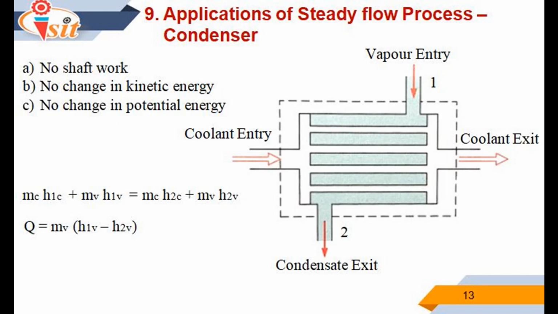Then the equation becomes mc into h1c plus mv into h1v is equal to mc into h2c plus mv into h2v. Taking only one steady flow stream of vapor and condensing it, with heat rejection from the control volume, the equation becomes Q is equal to mv into (h1v minus h2v).